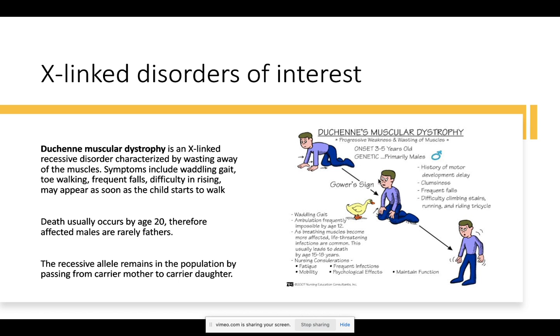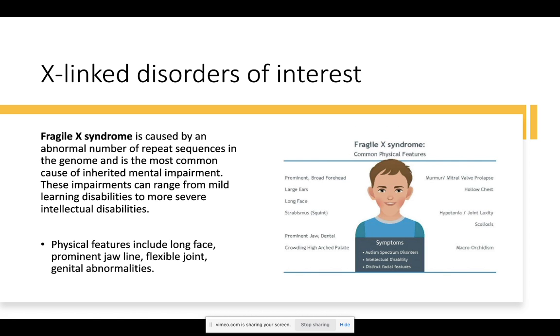These are some of the signs that I won't test you on, but again, Gower sign is they are present primarily on their knees, and they push themselves up with their hands in order to rise. They actually have kind of larger calves, and that's called pseudohypertrophy because the muscle that's normally present within the calves is replaced by fat cells.